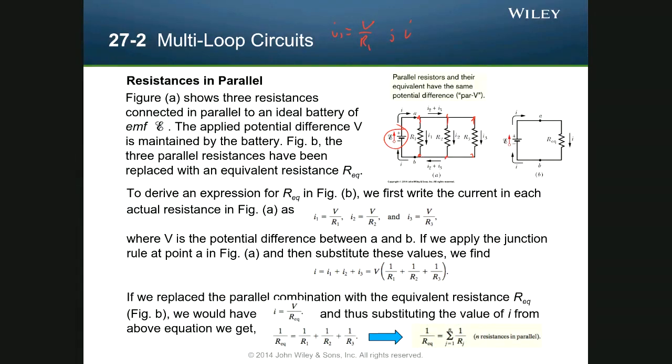I2 will be equal to V over R2. I3 equals V over R3, right? The voltage stays the same. So in fact, we know that the current I will split into I1, I2, and I3. And we know that if we add all of those currents together, we have to get the total current.